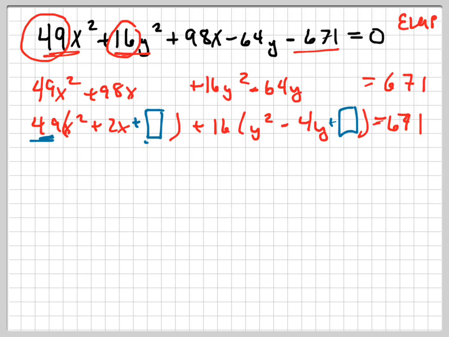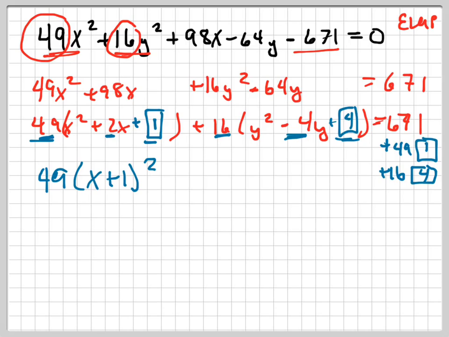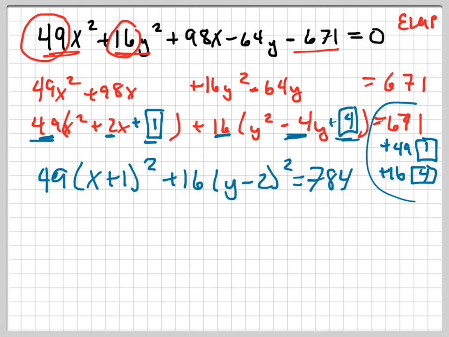I'm actually adding 49 of these, so whatever I do here I'm going to add 49 of those here, and whatever I do here I've got 16 of those that I'm adding, so I have to add that to the other side as well. Half of 2 is 1, 1 squared is 1, half of negative 4 is 2, squared is 4, so there's a 1 there and there's a 4 there. So my equation is going to be 49 times (x plus 1) squared plus 16 times (y minus 2) squared equals 784 when you clean up this mess right here.